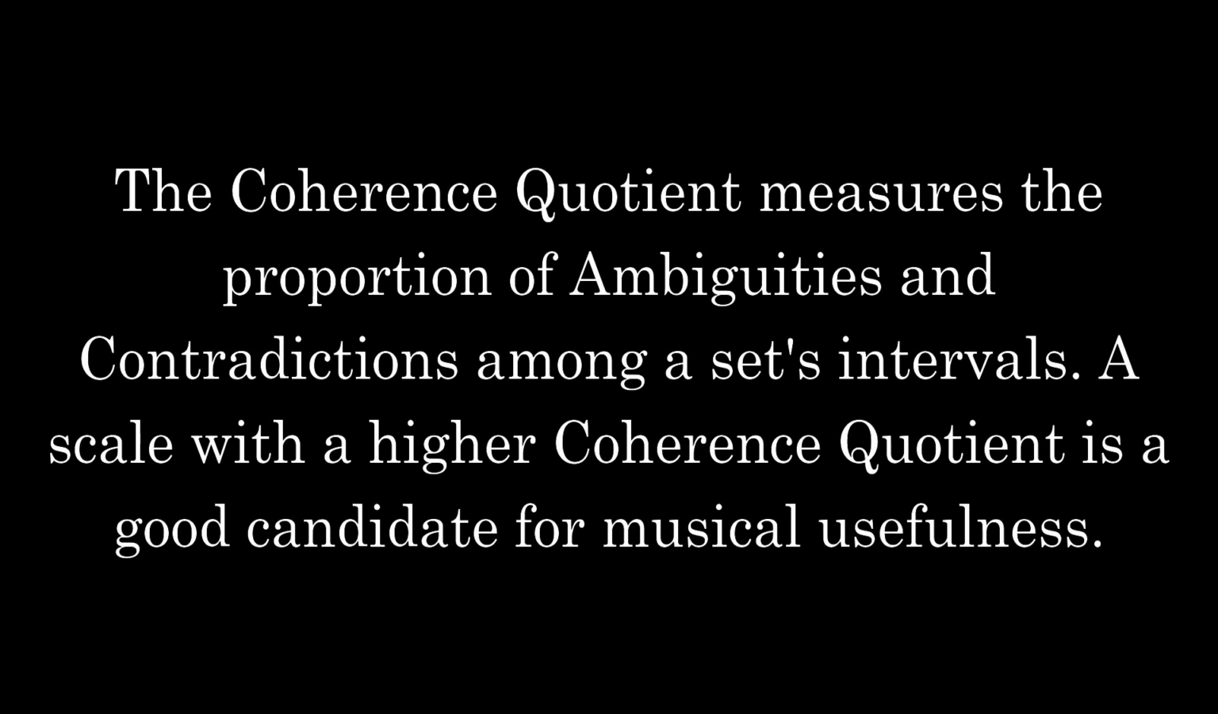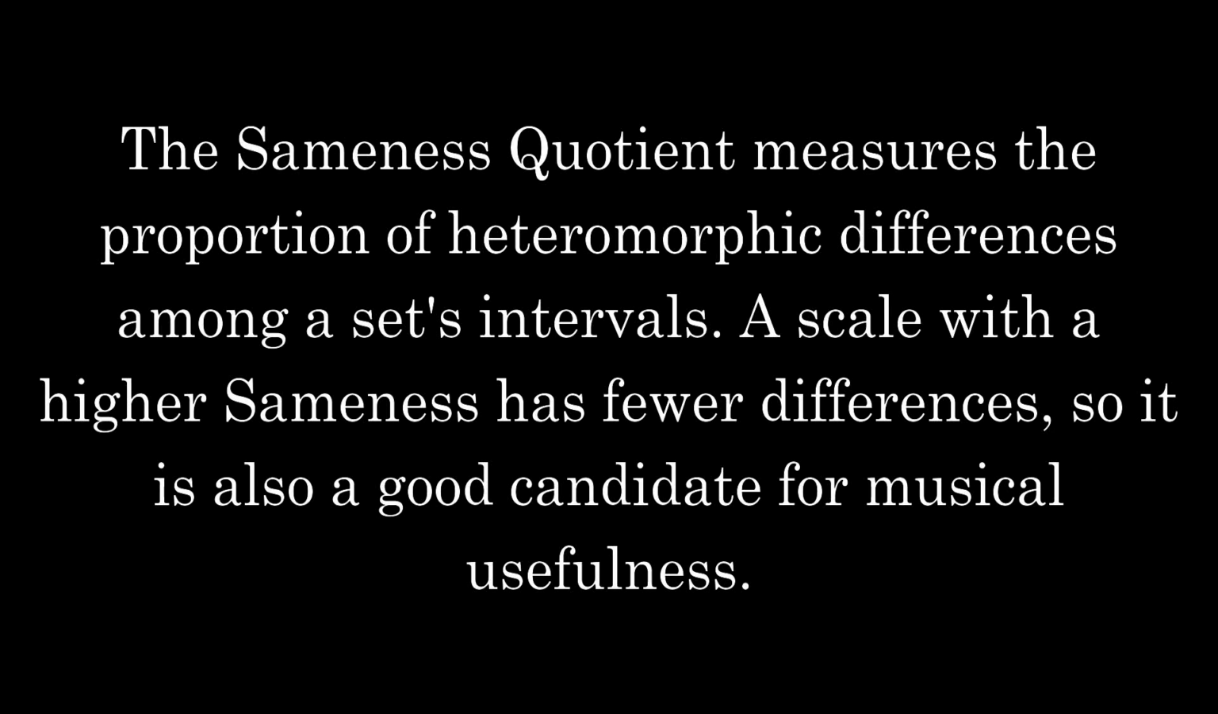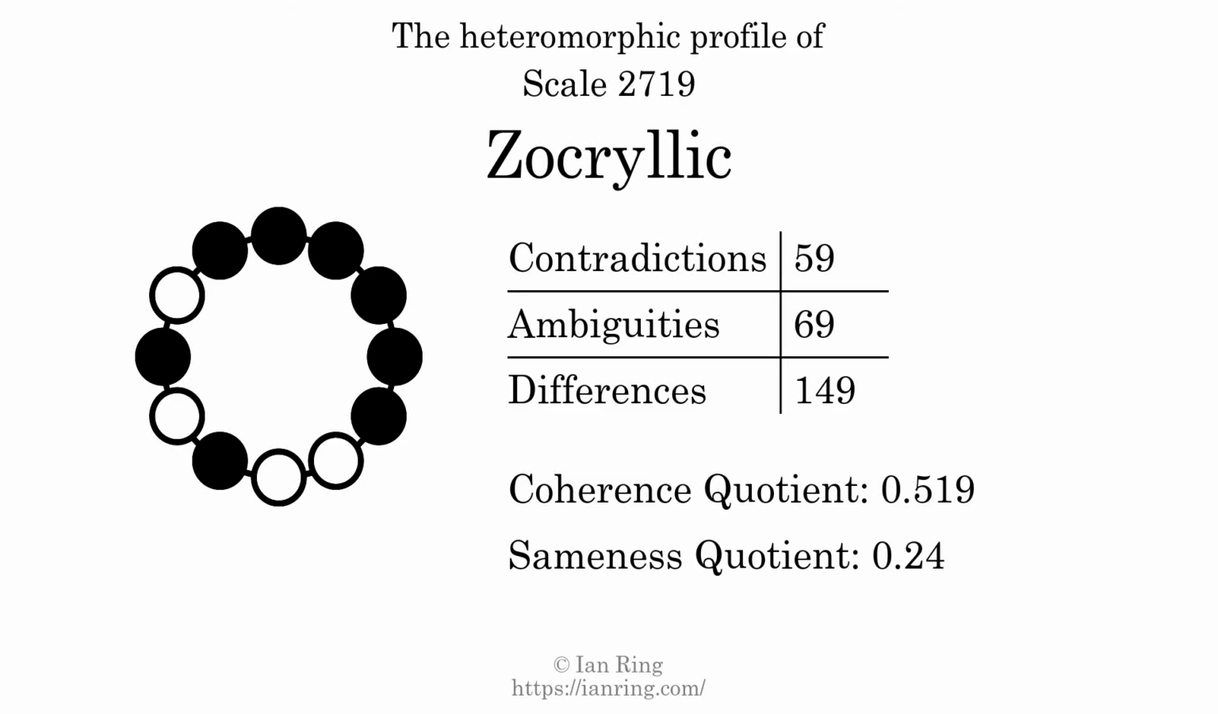The coherence quotient measures the proportion of ambiguities and contradictions among a set's intervals. A scale with a higher coherence quotient is a good candidate for musical usefulness. The coherence quotient is 0.519. The sameness quotient measures the proportion of heteromorphic differences among a set's intervals. A scale with a higher sameness has fewer differences, so it is also a good candidate for musical usefulness. The sameness quotient is 0.24.